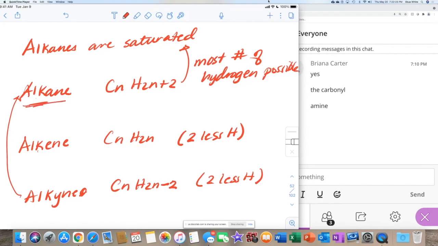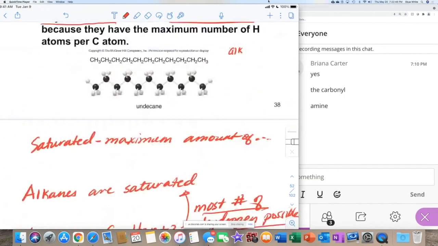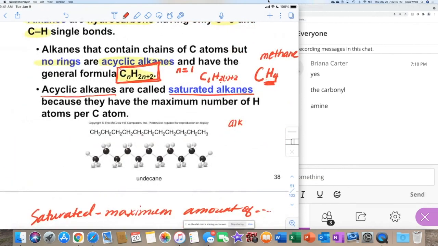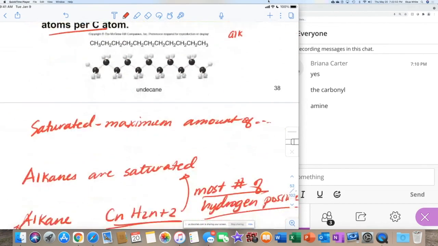Okay, so alkanes are saturated because they have the most number of hydrogens possible, while alkenes have two less, alkynes have even two less, right? So all alkanes have to fit this general formula. Alkenes have to fit the general formula. Then finally we have alkynes that have to fit the general formula. Okay, so yeah, maximum number of hydrogen atoms per carbon atom.